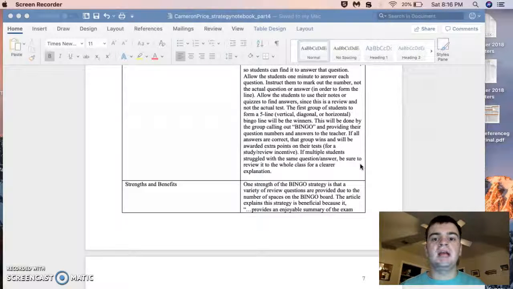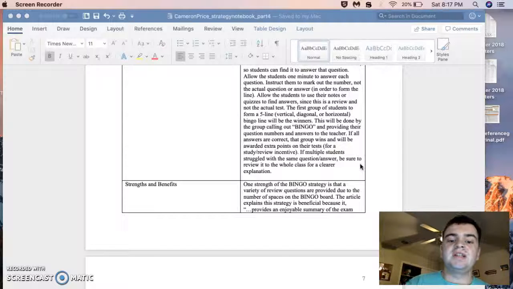The first group of students to form a line of 5, vertical, diagonal, or horizontal, like a regular game of bingo, will be declared the winners. Each box on the bingo board will have a number. So instead of marking out the whole box that covers up the question and answer, they can just mark out the actual little number until they form the line of 5. And then once they call out bingo, the teacher will be the caller or the checker.